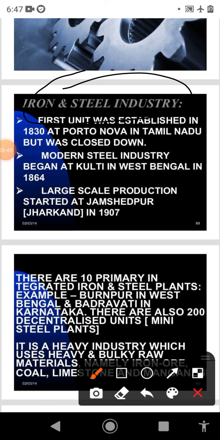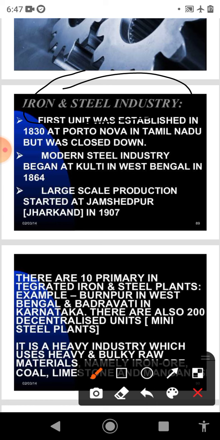This industry is a key or basic industry as it lays the foundation of other industries. All other industries, heavy, medium and light, depend on it for their machinery. The production and consumption of iron and steel is one of the most significant measures of the level of industrialization and economic growth of a country.